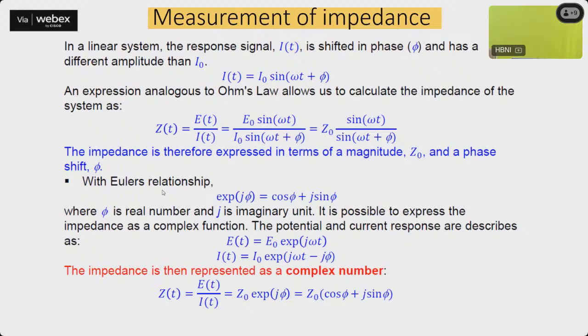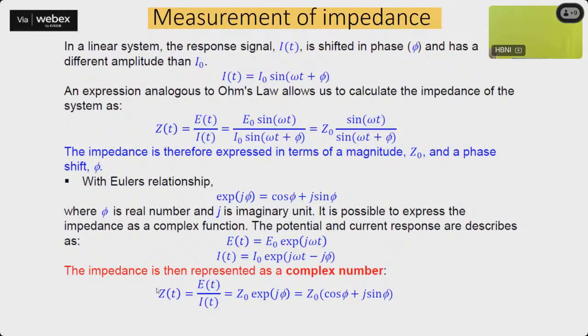Now you know Euler's relationship, that is e to the power j phi is equal to cos phi plus j sin phi. So this phi is a real number and j is an imaginary unit. And so you can express this entire impedance as a complex function.